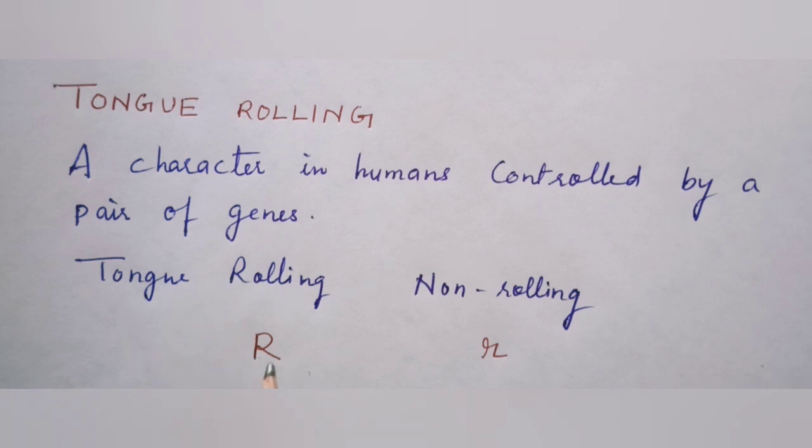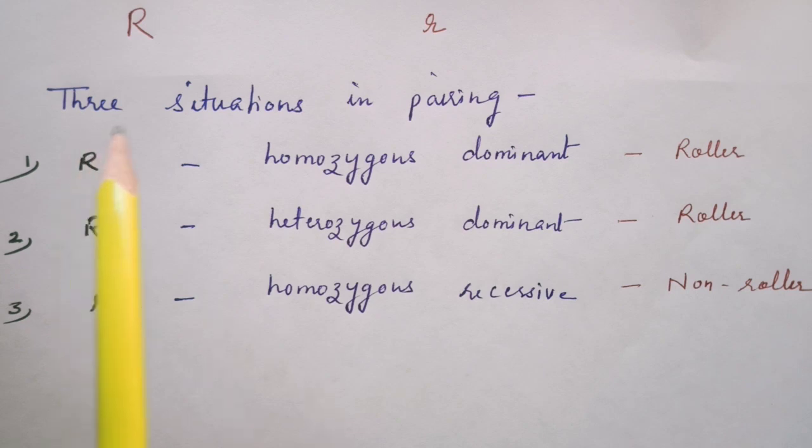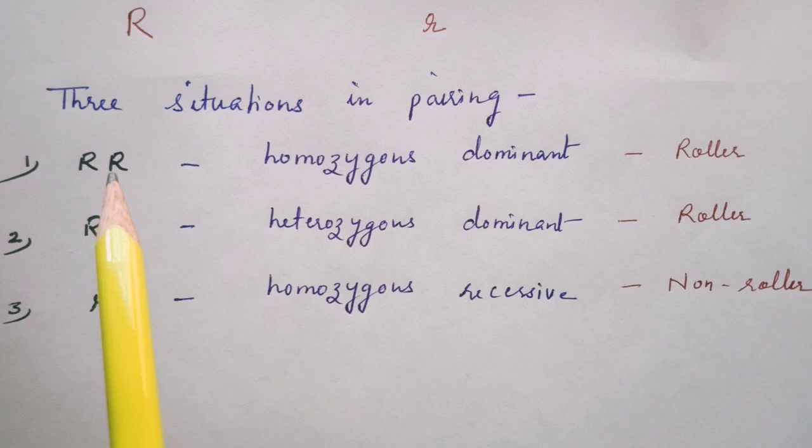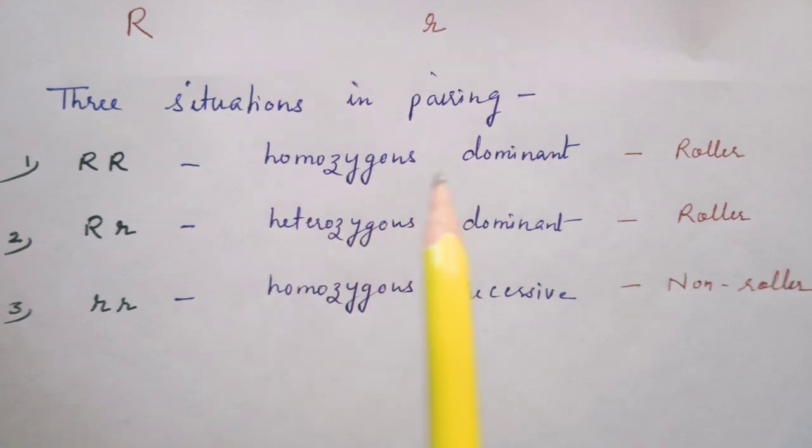This R is written in a capital letter to represent the dominant gene, and the same R is written in small letter to represent the recessive gene. There can be three situations in pairing. First situation, when both the genes of the pair are similar and also dominant. Such a condition is known as homozygous dominant, and obviously the person can roll the tongue.